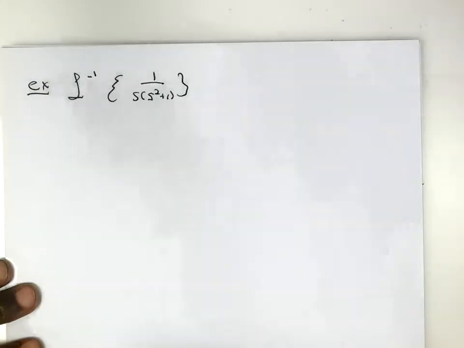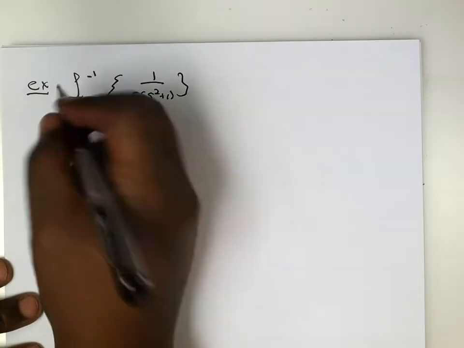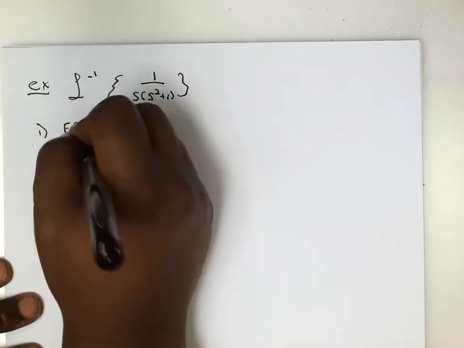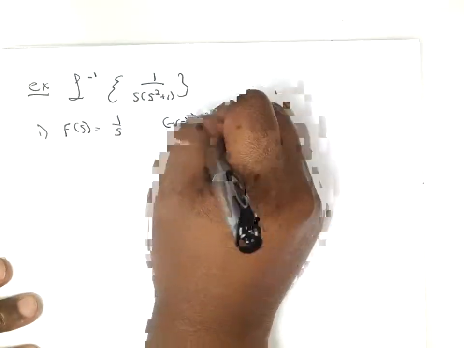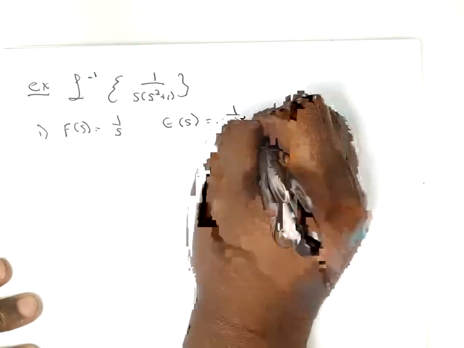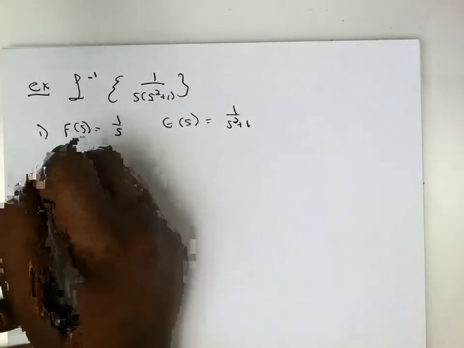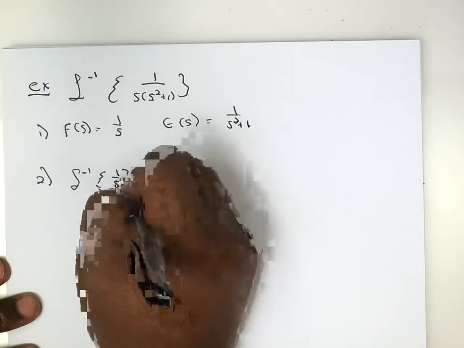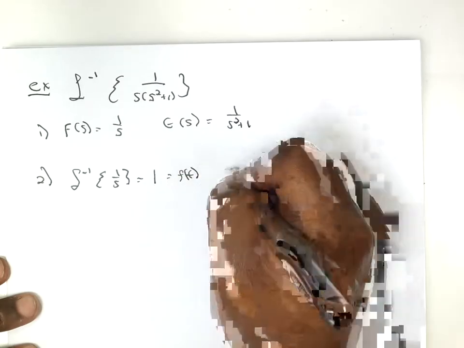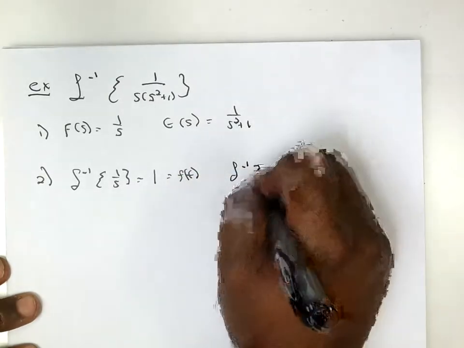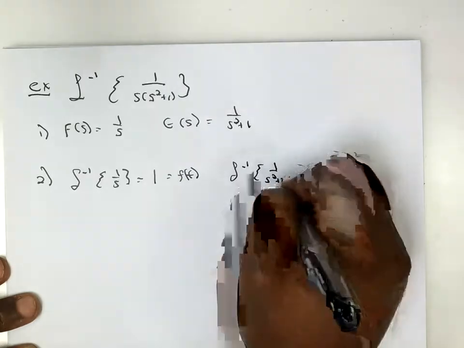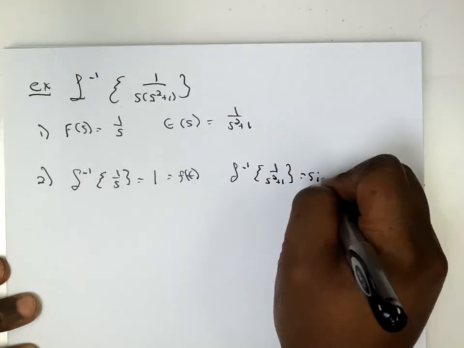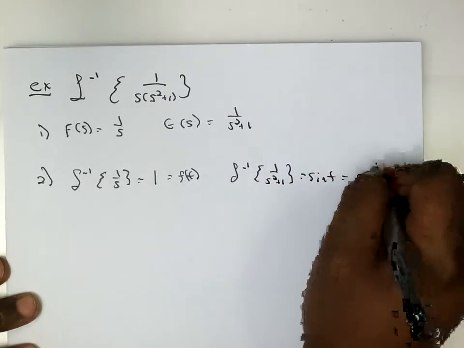So we have 1 over s times (s squared plus 1). So my F(s) is going to be 1 over s. My G(s) is going to be 1 over (s squared plus 1). Inverse Laplace of 1 over s is just equal to 1. So that's my f(t). And the inverse Laplace of 1 over (s squared plus 1) is sine t. So that's my g(t) function.